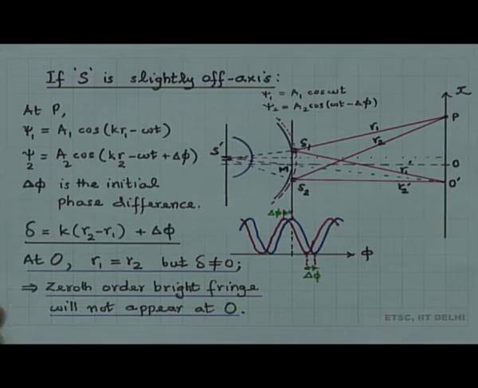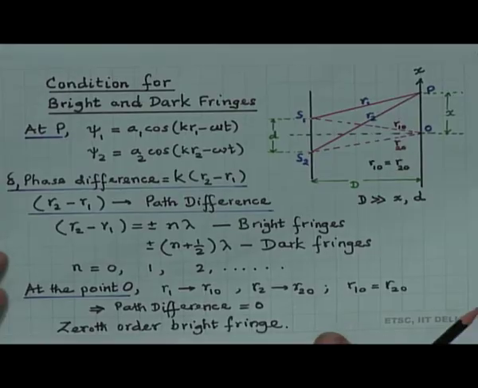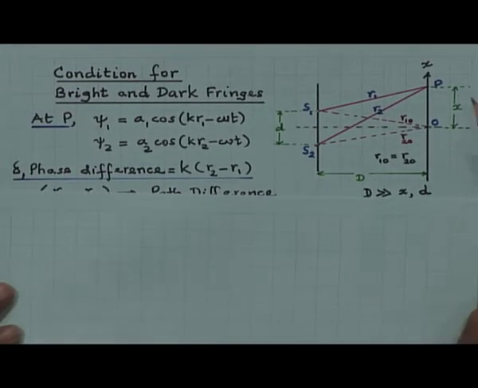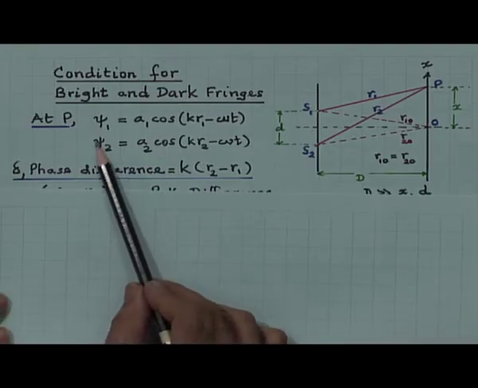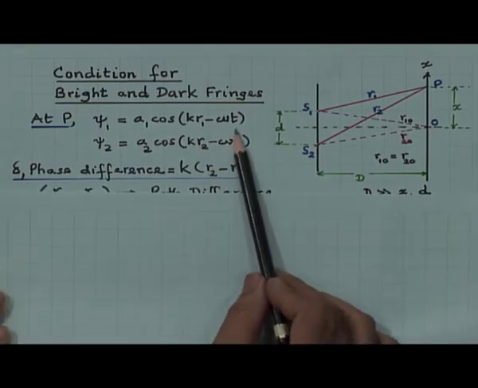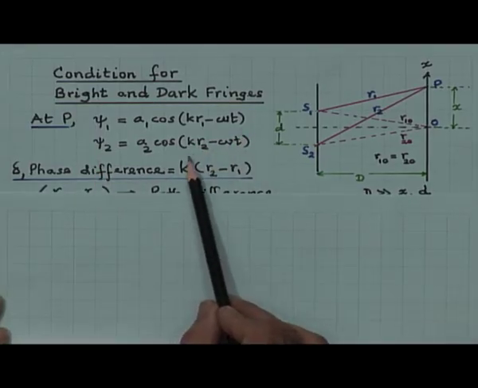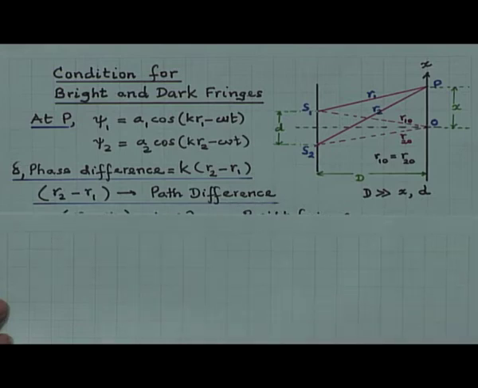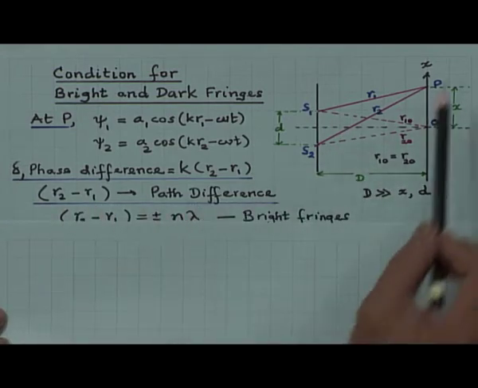Let us look at this a bit more carefully. So, let me put the condition for bright and dark fringes again here. Let us see at the point P, at a general point P, we know that psi 1 is equal to A1 cos (k r1 minus omega t), and psi 2 is equal to A2 cos (k r2 minus omega t). I am showing only this, and delta is the phase difference k r2 minus k r1, and r2 minus r1 is the path difference.